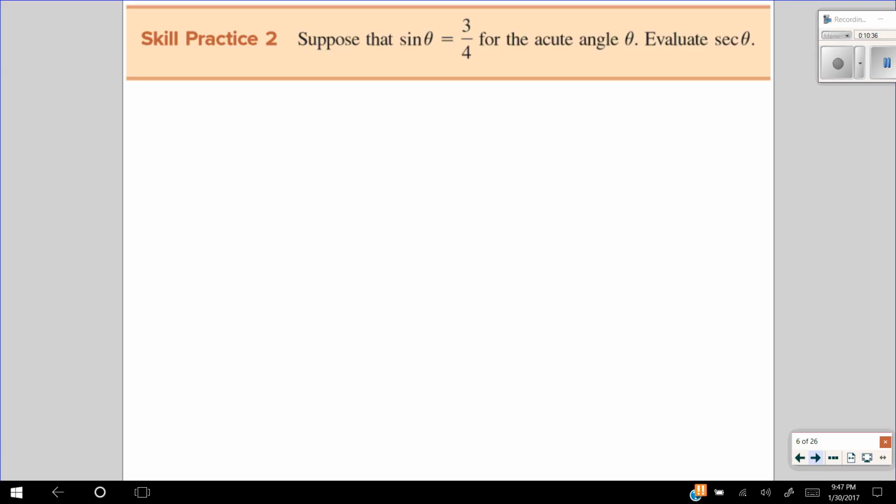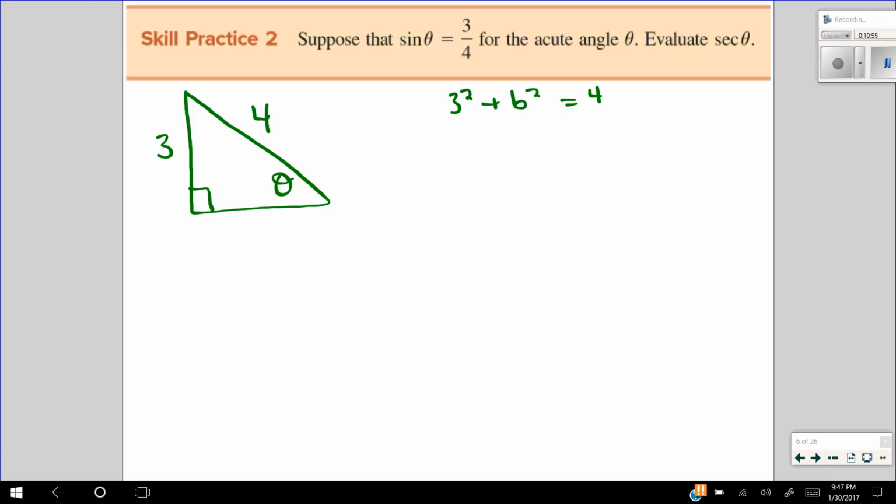Alright. Let's try another one. The sine of theta is 3 over 4. So that means opposite over hypotenuse, 3 over 4. I need to get my third side, so 3 squared plus b squared is 4 squared. 9 plus b squared is 16. Subtract 9, b squared is 7. So b is the square root of 7.